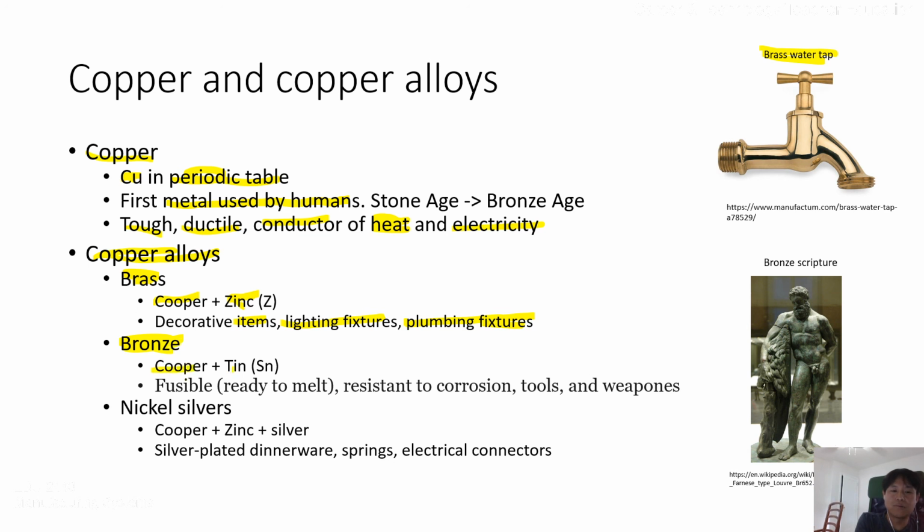And bronze is the first copper alloy people used. Copper plus tin is bronze, which is fusible, meaning ready to melt. That's why people used this copper alloy, bronze, in sculpture and many other tools, and it has resistance to corrosion. You can see these sculptures last maybe more than 1,000 years and keep the same structure. Tools and weapons were also made using bronze.